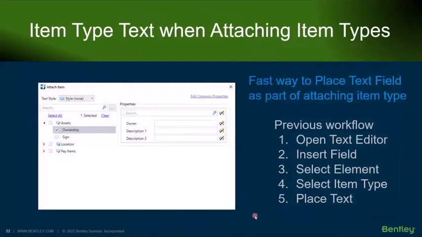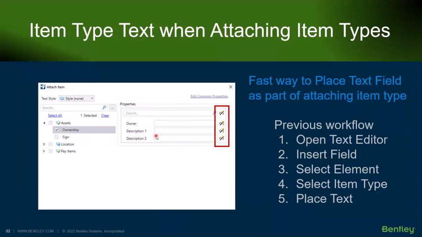And the last area I'd like to talk about today is around item types, or text related to item types. What has been implemented here is a faster way to place text at the same time that you're manually attaching an item type to an element. So here I've got the attach items dialog open. I could pick an item type that I want to attach, like for example, this ownership one. And what I see on the right here are the different properties that exist. So this item type had 3 properties in it, owner, descriptions. I could maybe type data into there.